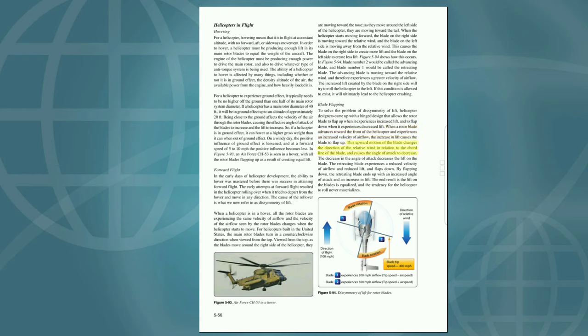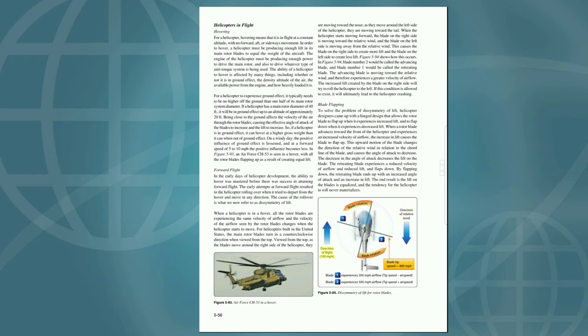This upward motion of the blade changes the direction of the relative wind in relation to the chord line of the blade, and causes the angle of attack to decrease. The decrease in the angle of attack decreases the lift on the blade. The retreating blade experiences a reduced velocity of airflow and reduced lift, and flaps down. By flapping down, the retreating blade ends up with an increased angle of attack and an increase in lift. The end result is the lift on the blades is equalized, and the tendency for the helicopter to roll never materializes.